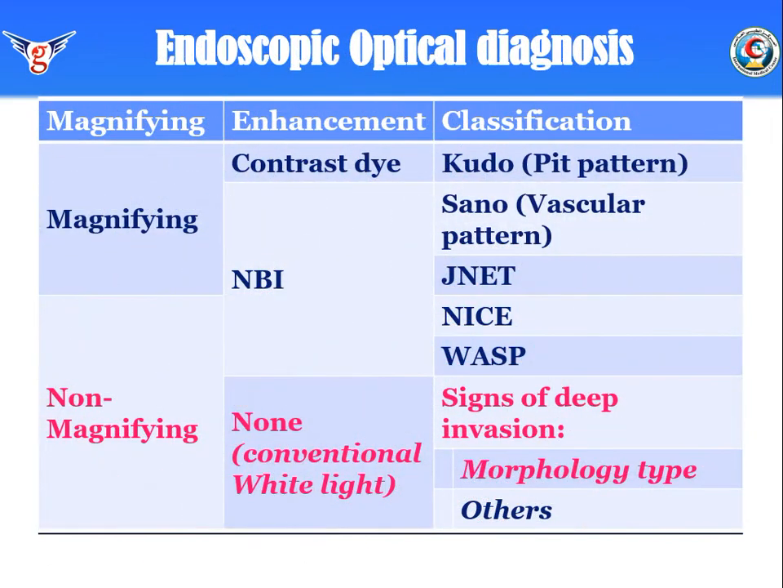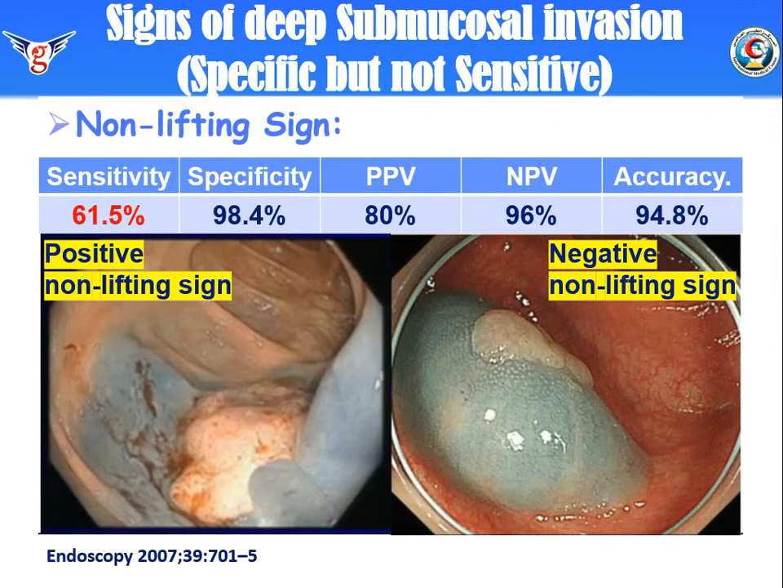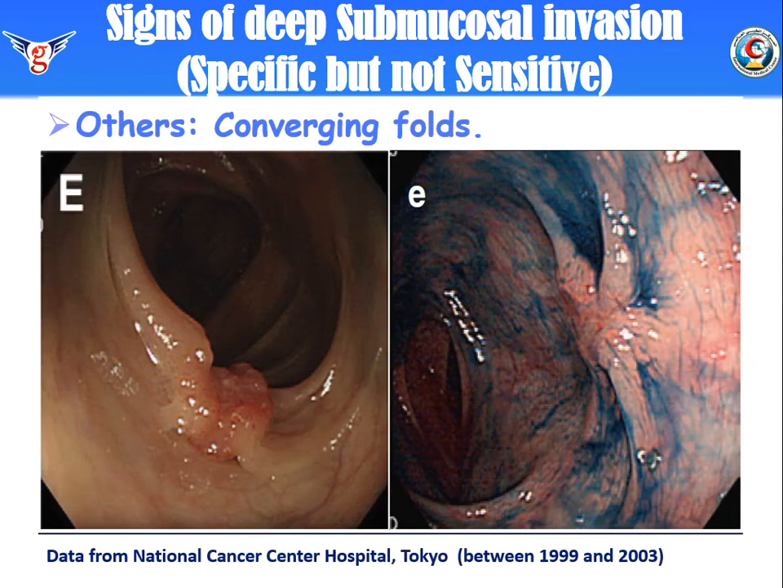Finally, we have other signs, which can be identified by conventional white light, that are indicative of deep submucosal invasion. These signs are specific but not sensitive, therefore, if one of these findings is detected, then surgery could be considered. While absence of all of them does not exclude deep invasion, and you should rely on enhanced imaging before endoscopic excision. The first one is the non-lifting sign. The second is the converging mucosal folds towards the tumor.